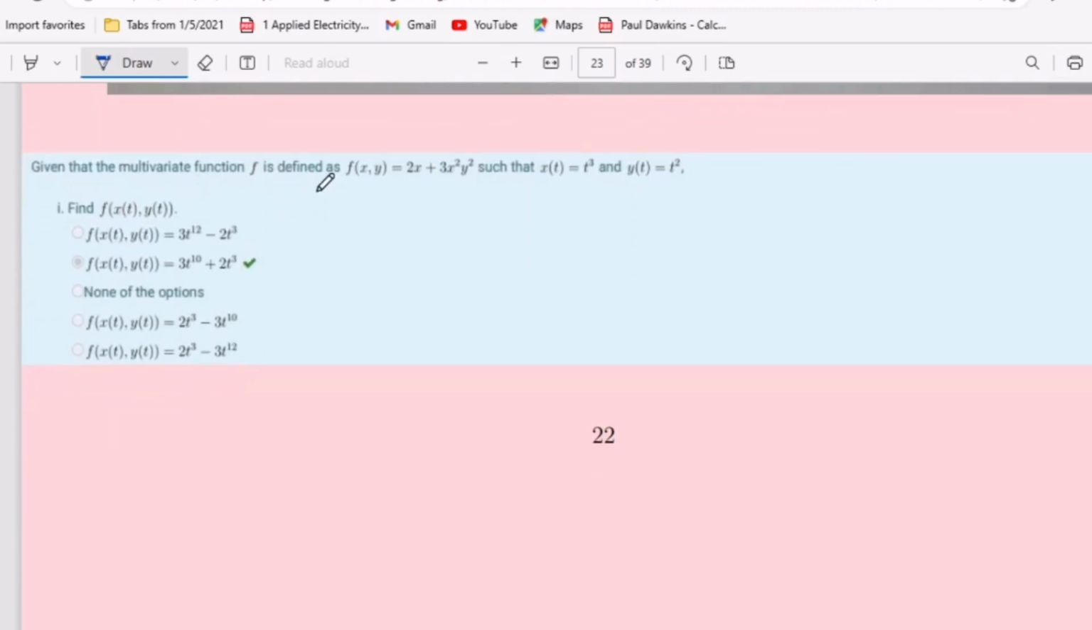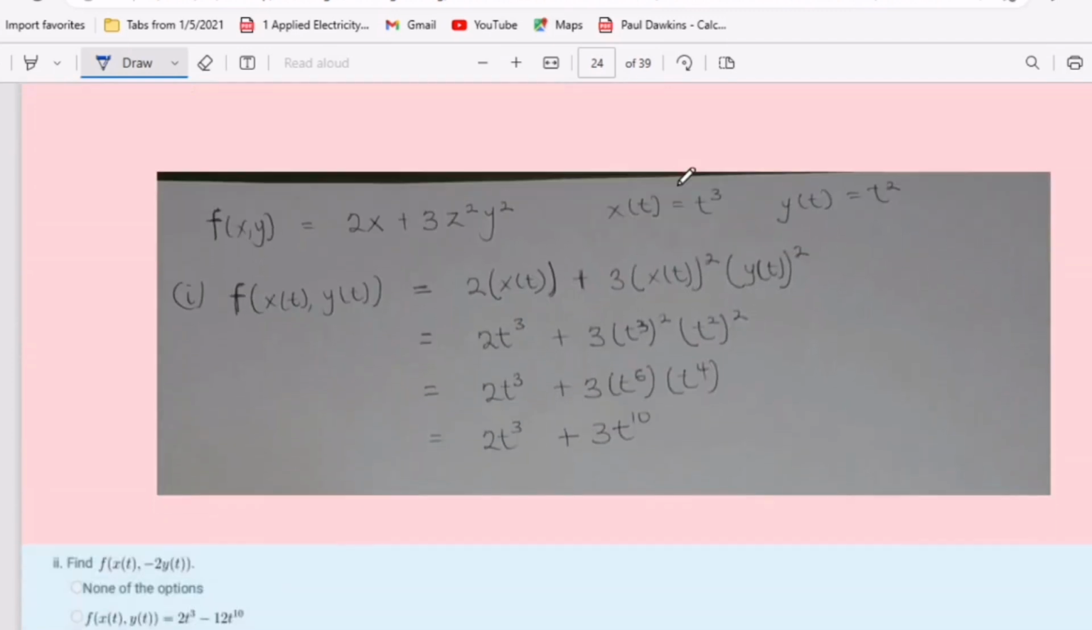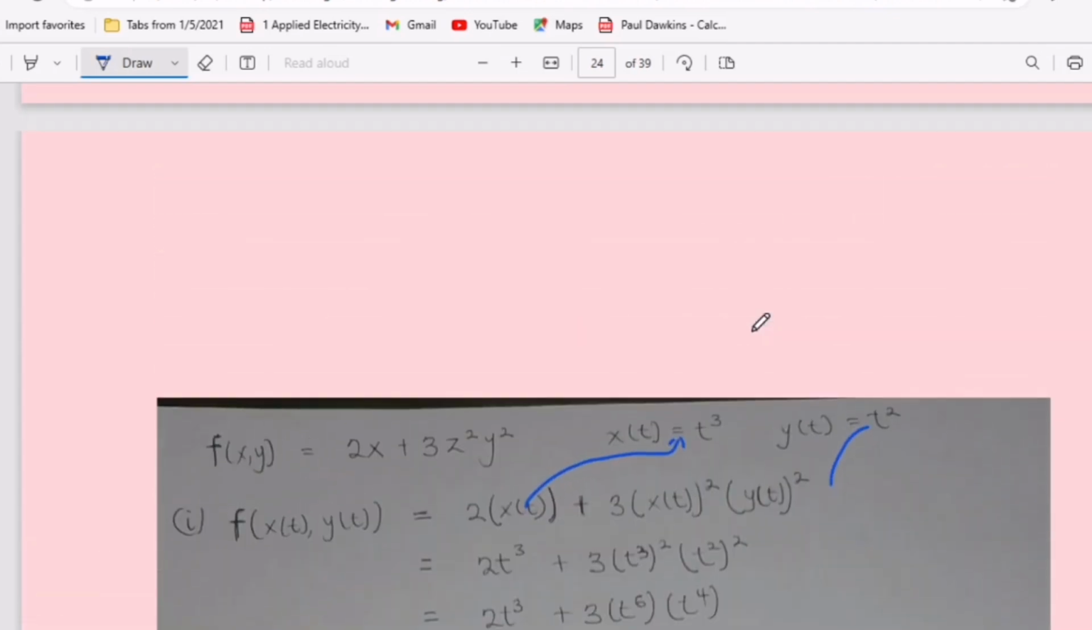They are asking us to find the multivariable calculus expression such that x of t is equal to this, y of t is equal to this. So this is just substitution you're going to do. Just substitution. Wherever you see x, you put what? t cubed. Wherever you see y, you put what? t squared. And wherever you see z, you put what? t squared. And you just put inside and substitute and get the answer. Simple as that, because they gave it to you.